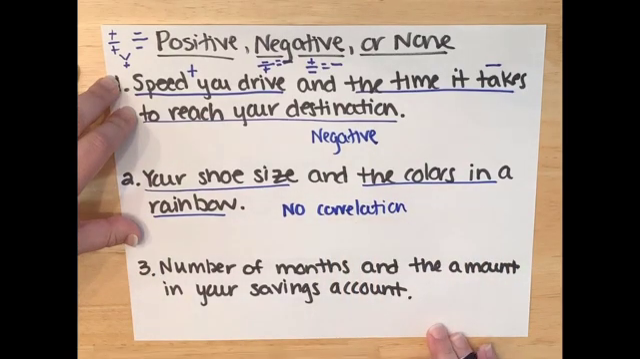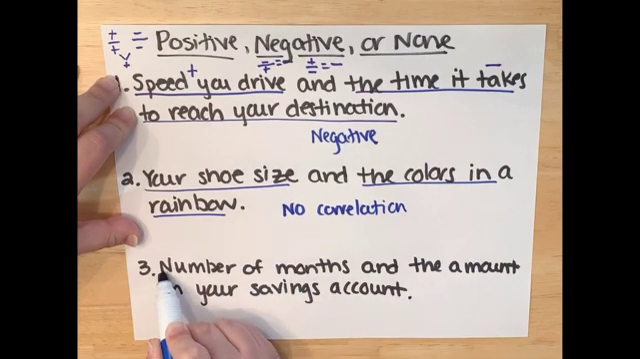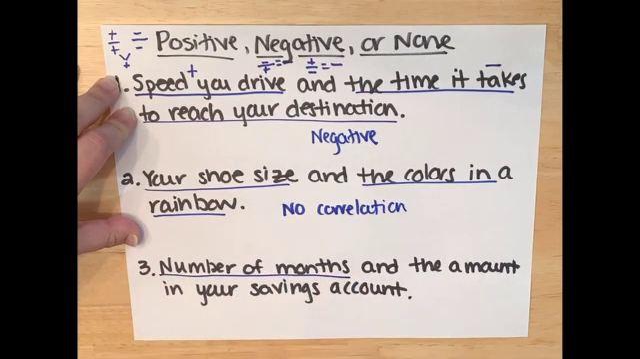And the last one, the number of months and the amount in your savings account. So we're going to compare the number of months that are happening to the amount in your savings account. So as the number of months increase, like month 1, month 2, month 3, so your months are increasing, what should be happening to your savings account?